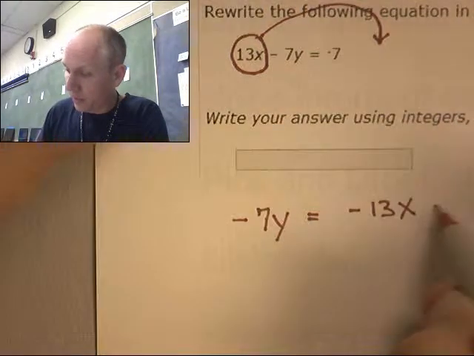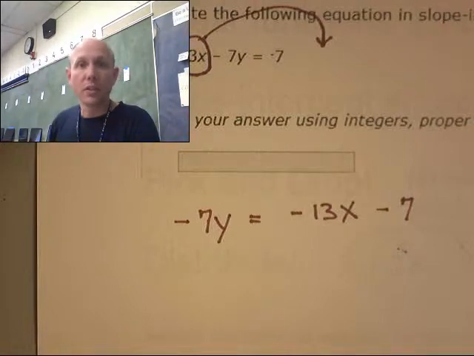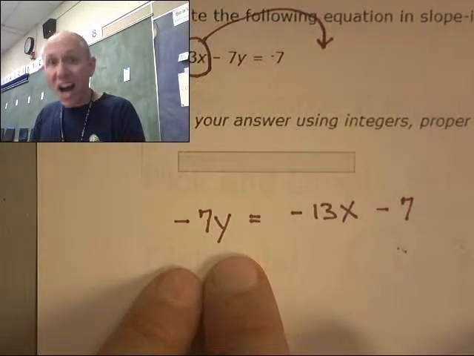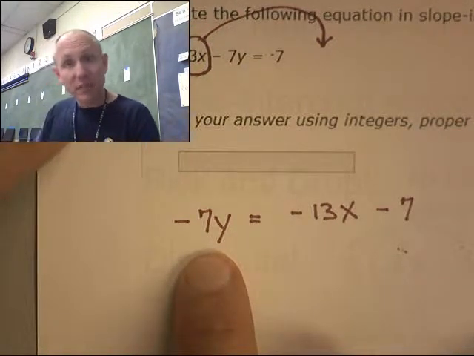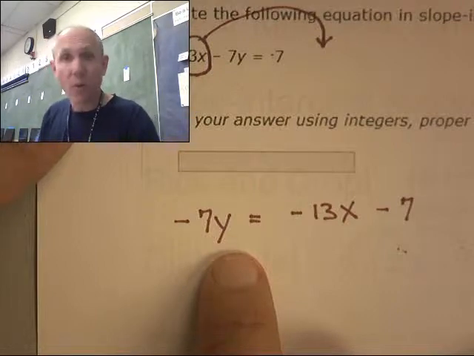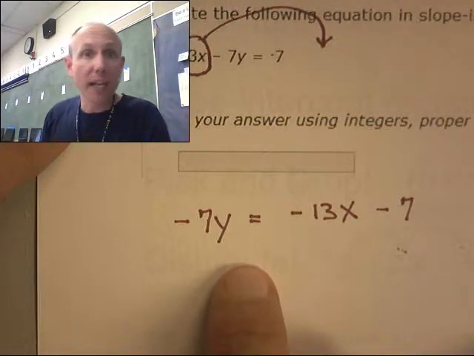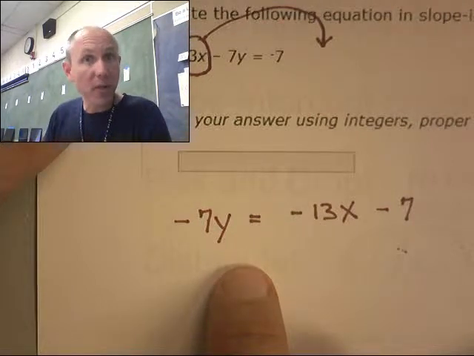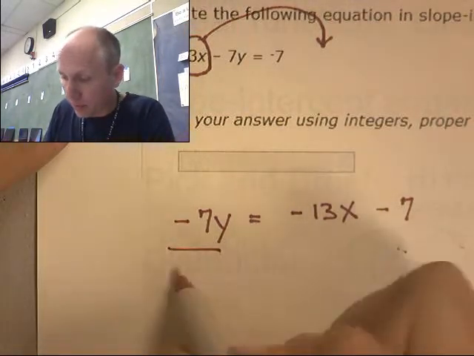And then we have this negative 7. So I picked it up and dropped it. Now I want this to be y equals. The problem is there's a negative 7. This negative 7 is messing with the y. What is the negative 7 doing? The negative 7 is trying to multiply the y. How do I fight multiplication? With division. I want to divide both sides by negative 7.